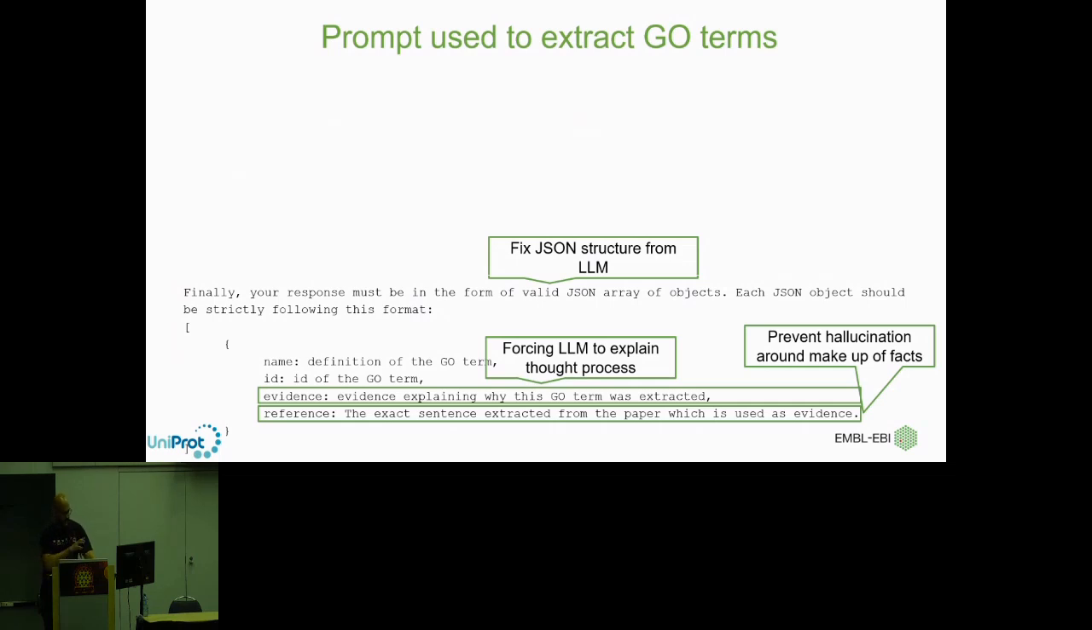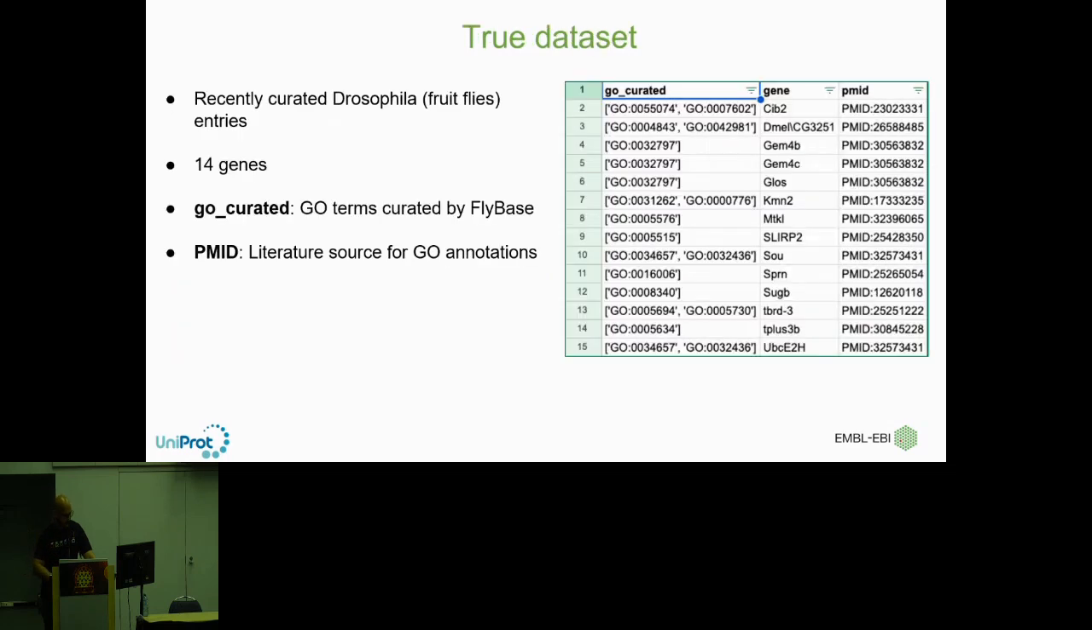Once this JSON is generated, for the reference, we check it in our filtering process: does this sentence exist? If it exists, we let the Go term pass into the next step.